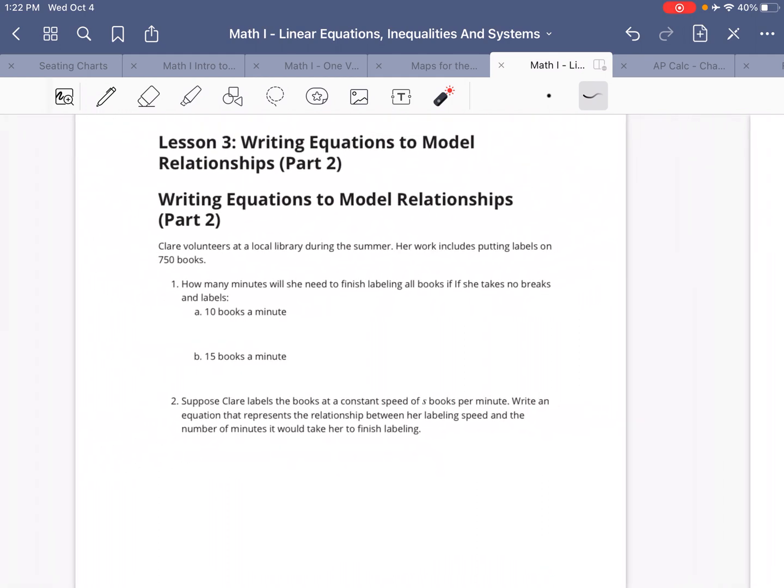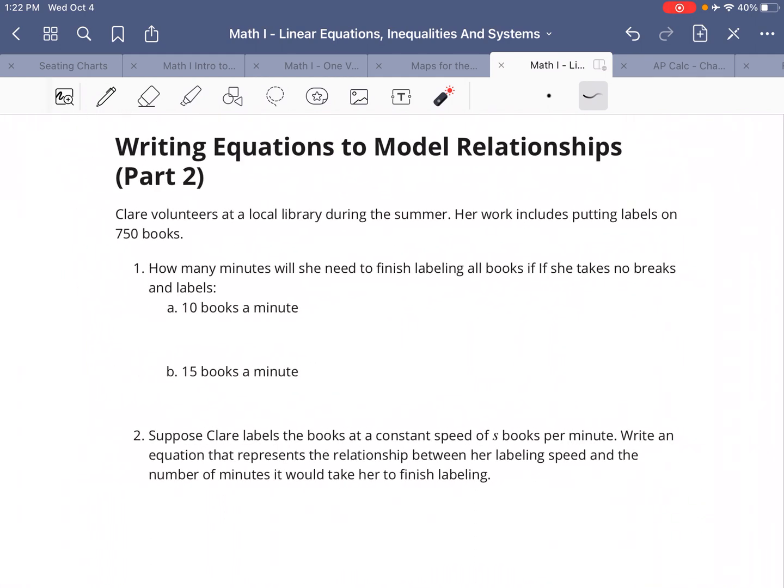So if we take a look at the exit ticket cool down, Claire volunteers at a local library during the summer. Her work includes putting labels on 750 books. How many minutes will she need to finish labeling all the books if she takes no breaks and labels 10 books a minute? 15 books a minute. Suppose Claire labels the books at a constant speed of s books per minute. Write an equation that represents the relationship between her labeling speed and the number of minutes it would take her to finish labeling.